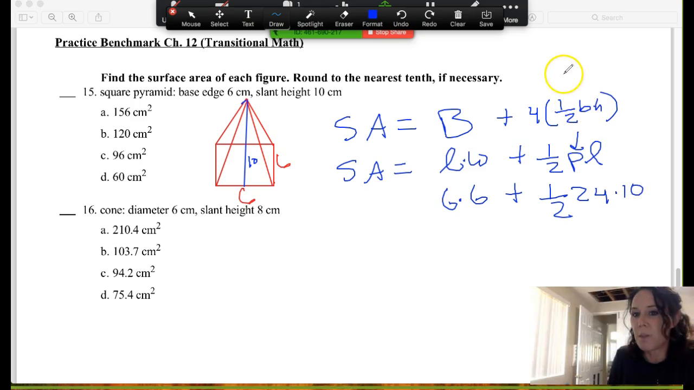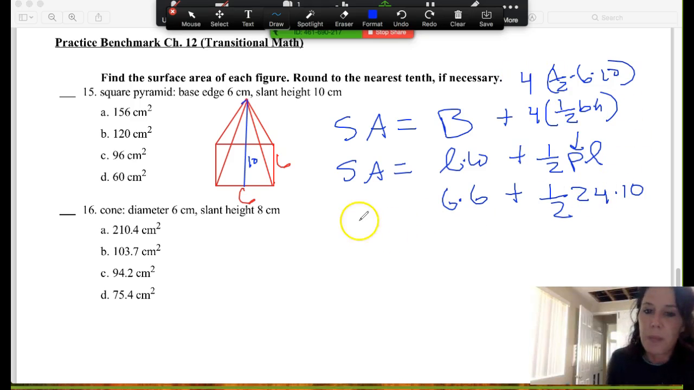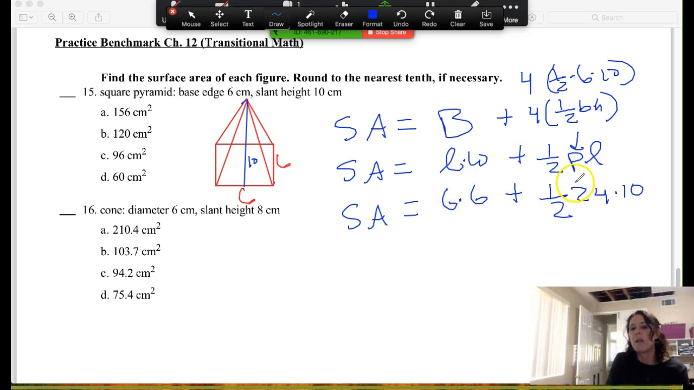Now if you had done it this way, you would do 1/2, the base is 6, the height is 10. That's one triangle and you have 4 of them. Now if you can see, 1/2 times 6 times 10 times 4 is going to give you the same as 1/2 times 24 times 10, because 6 times 4 is 24. So either way you do it. Okay, so the area of the base plus 4 areas of the triangles. And let's go ahead and do that.